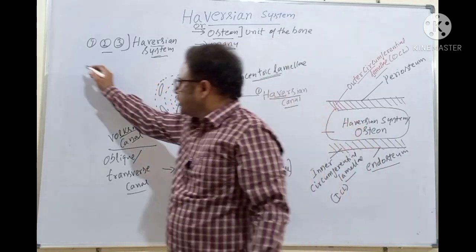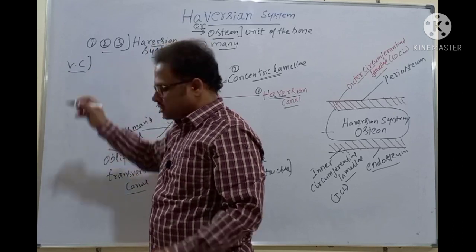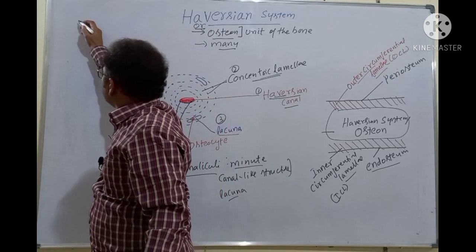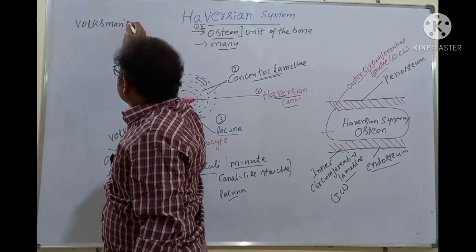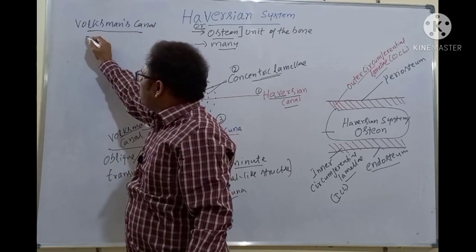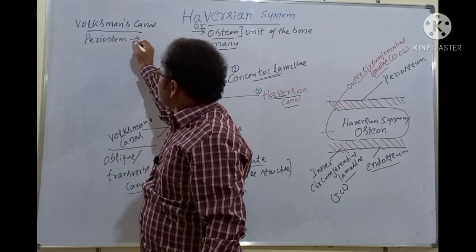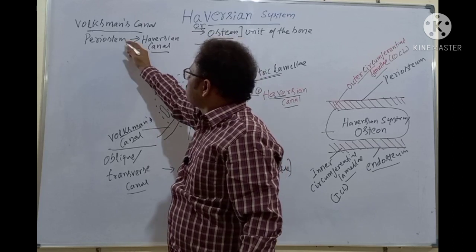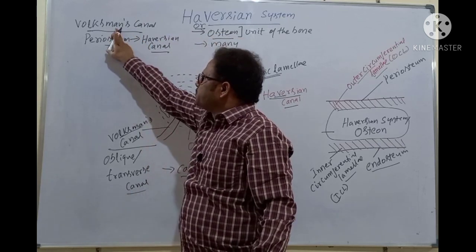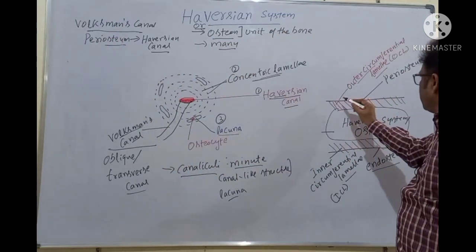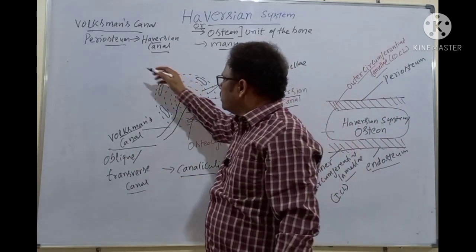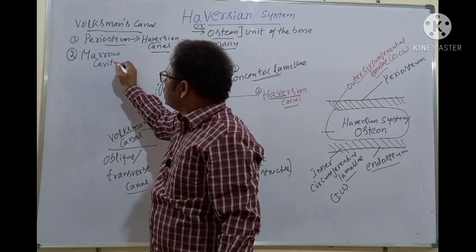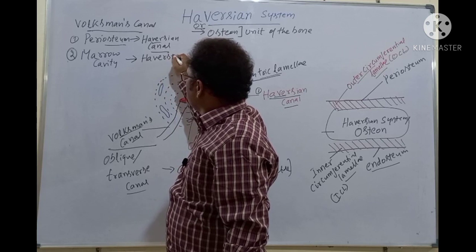What is the function? What is the significance? I am writing here: the Volkmann's canal connects which structures? On one hand, it connects the periosteum with the Haversian system, the Haversian canal. You know periosteum, isn't it? I told you just now, the periosteum with the Haversian canal. That's the first connection. On the other hand, it also connects the bone marrow cavity with the Haversian canal.